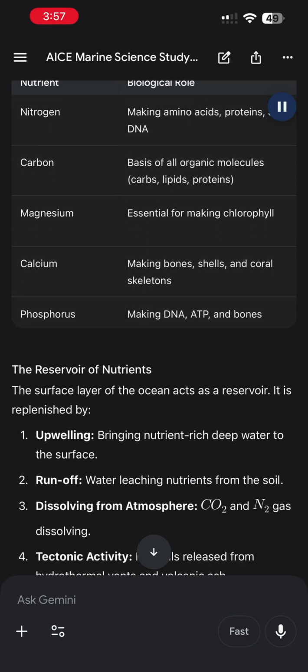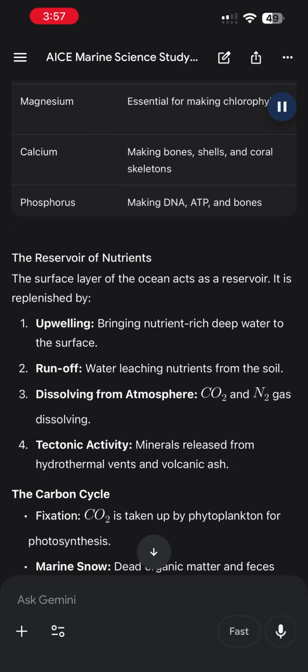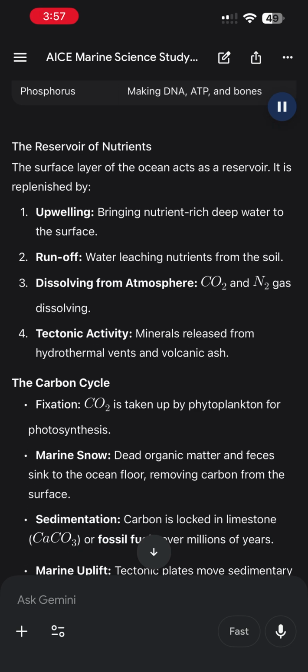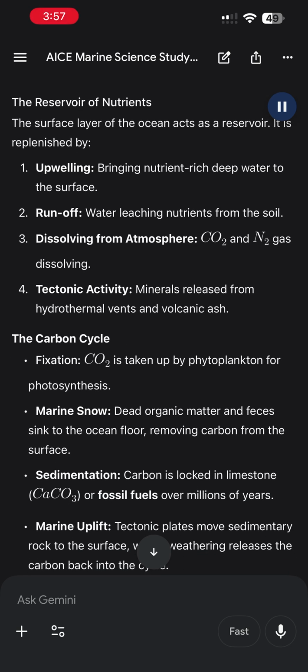The reservoir of nutrients. The surface layer of the ocean acts as a reservoir. It is replenished by: 1. Upwelling, bringing nutrient-rich deep water to the surface. 2. Runoff, water leaching nutrients from the soil. 3. Dissolving from the atmosphere, CO_2 and N_2 gas dissolving. 4. Tectonic activity, minerals released from hydrothermal vents and volcanic ash.